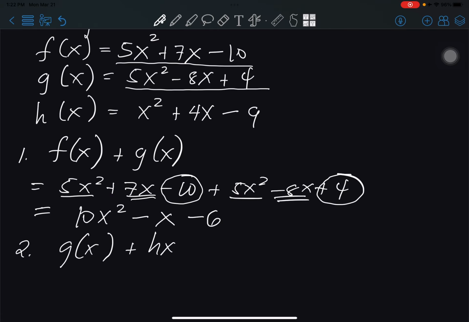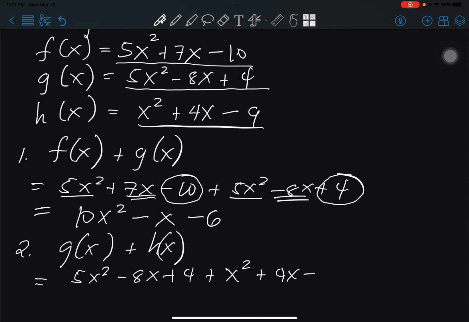So just like what we did with our first example, we are just going to replace the corresponding values of our g of x and h of x. So we will replace this. We just need to substitute. So here, our g of x is 5x squared minus 8x plus 4, plus our value of h of x, which is equal to x squared plus 4x minus 9. Now, we are just going to copy it. So we have plus x squared plus 4x minus 9.